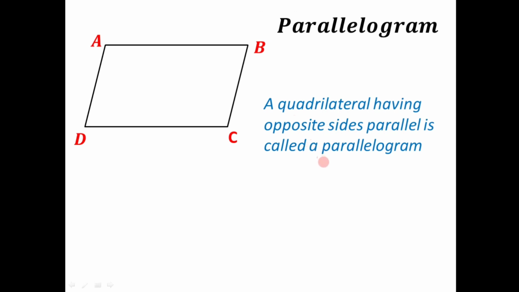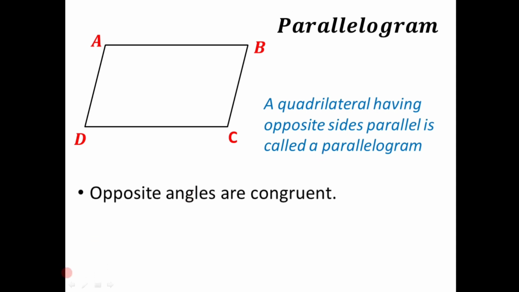Now let's have its properties. The first property is the opposite angles of parallelogram are congruent. So if you consider this quadrilateral ABCD, then angle A and angle C, this is the pair of opposite angles. So they must be congruent. In the same way, there is another pair of opposite angles, it is angle B and angle D. So they must be also congruent as they are opposite angles. So this is the first property of a parallelogram, that opposite angles of a parallelogram are congruent.